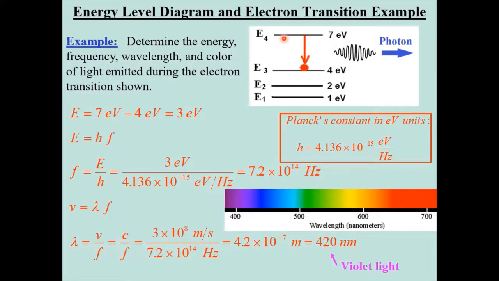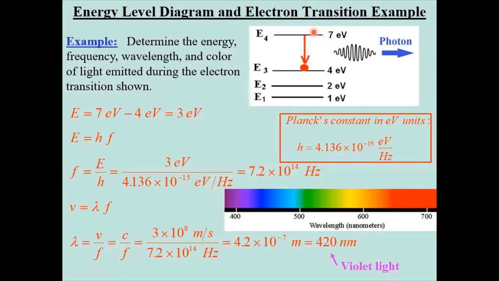This is similar to the Bohr model of the atom. These levels here, these lines, represent the different energy levels for this. This could be an atom, okay? And so this is our lowest energy level down here. You can see it's labeled at 1 electron volt. The second level is labeled 2 electron volts. This one, 4 electron volts, and the top level is 7 electron volts.